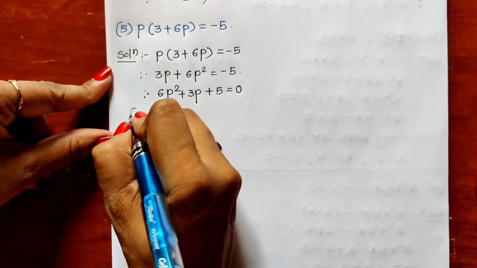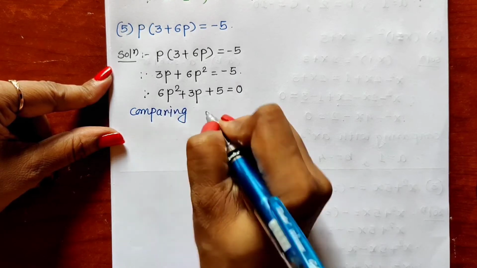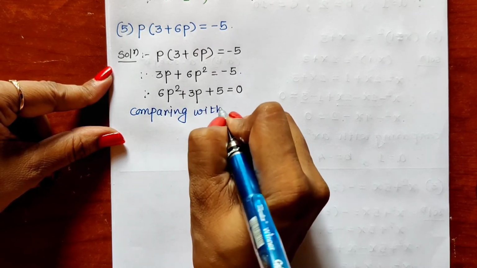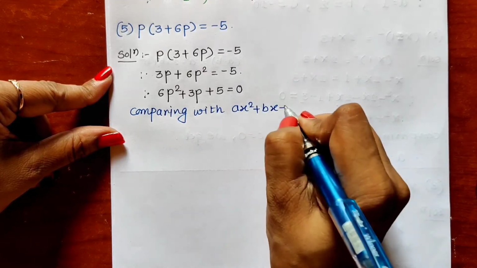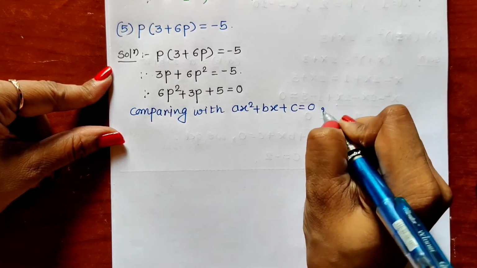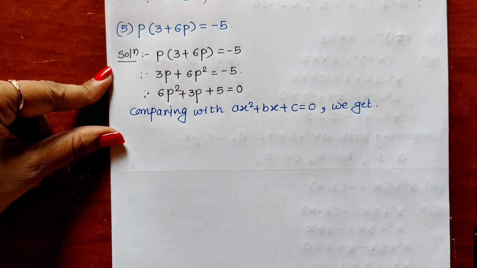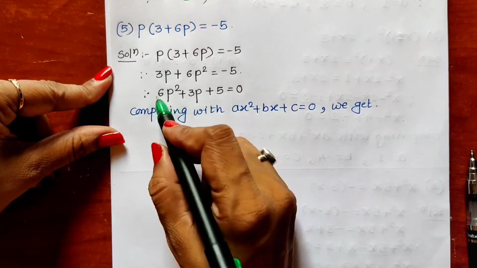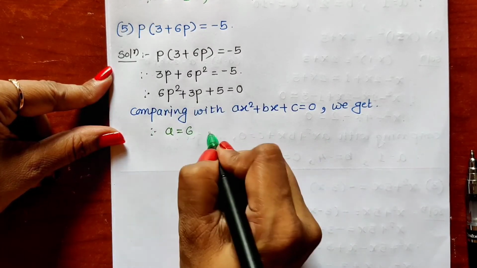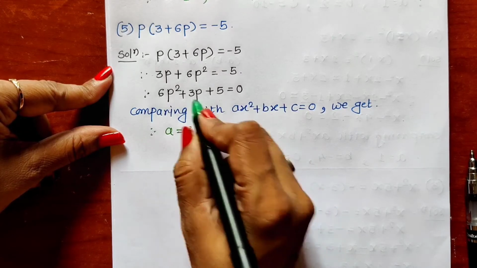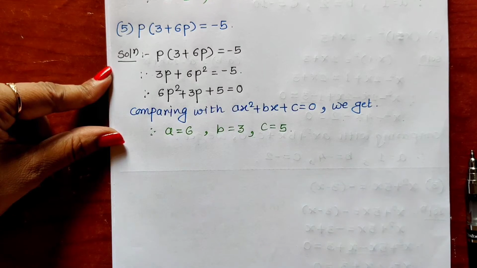Now compare. Comparing with ax square plus bx plus c equal to 0, what do we get? The value a is equal to 6, correct? Then b is equal to plus 3 and c is equal to plus 5. Now next sum.